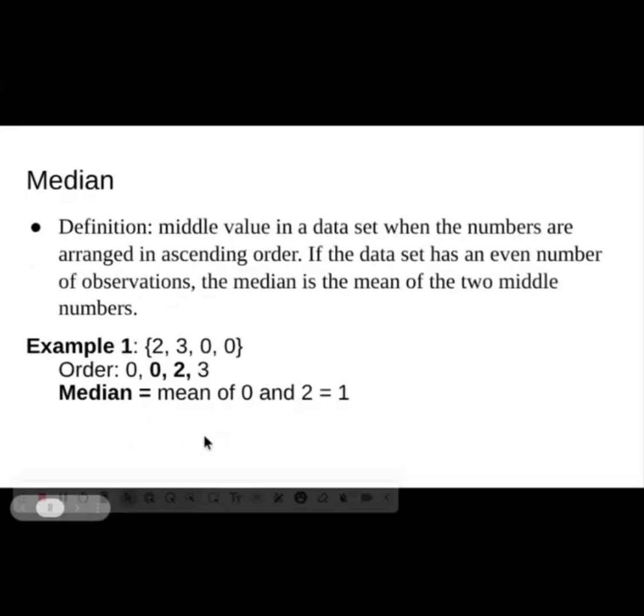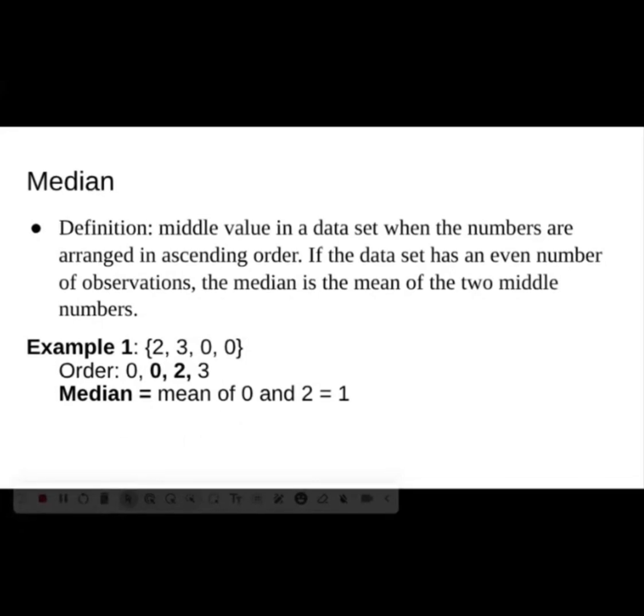Median is the middle value in the data set, where the numbers are arranged in ascending order. If the data set has an even number of observations, the median is the mean of the two middle numbers. For example, in the same data set, 2, 3, 0, 0, when you order it, you get 0, 0, 2, 3. So the two middle values are 0, 2. You take their mean. The mean of 0 and 2 is 1, so the median is 1.